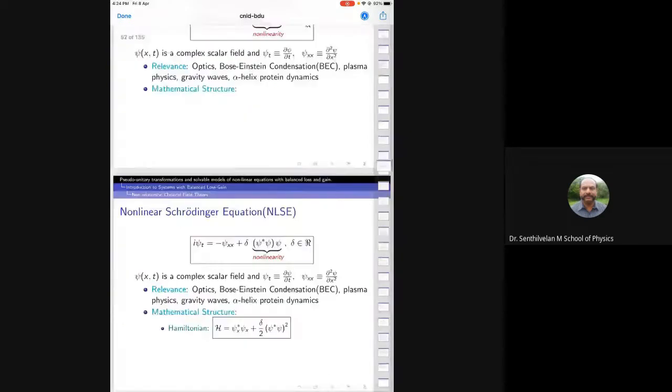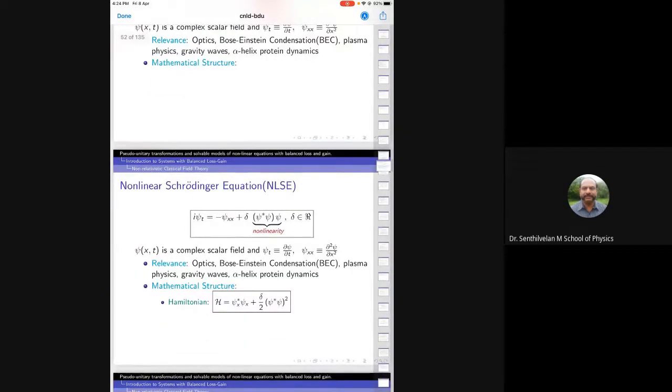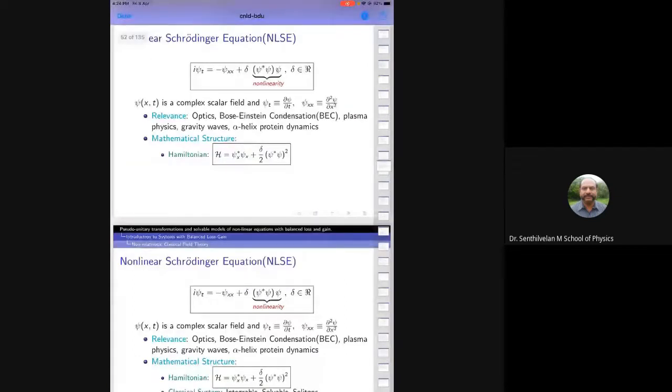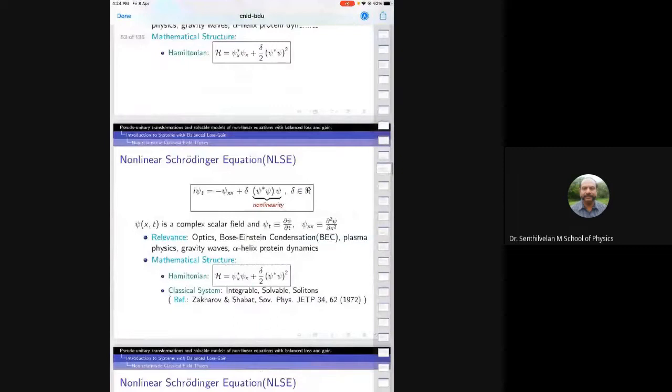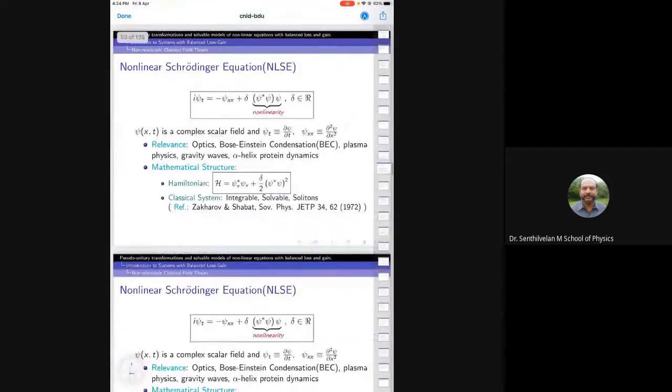Now the mathematical structure is also very important. One, the Hamiltonian for this. This is the expression for the Hamiltonian, and the classical system is integrable and solvable, and it admits solitary solutions. Being in the Department of Nonlinear Science, there are many works on solitary solutions of various types of nonlinear equations. So I hope you are familiar with that. I'm not going to explain that.